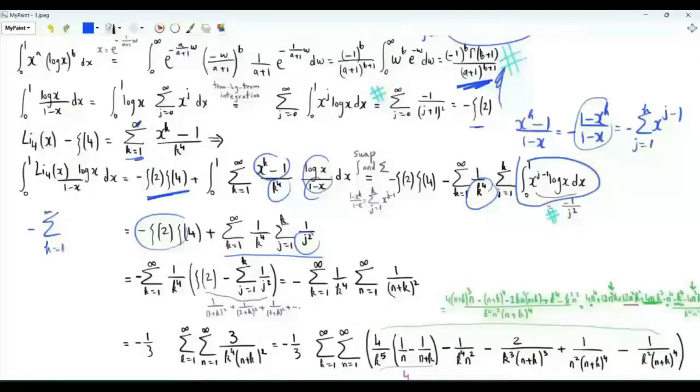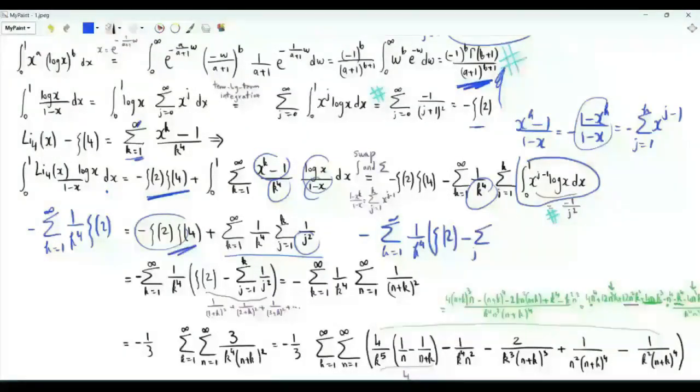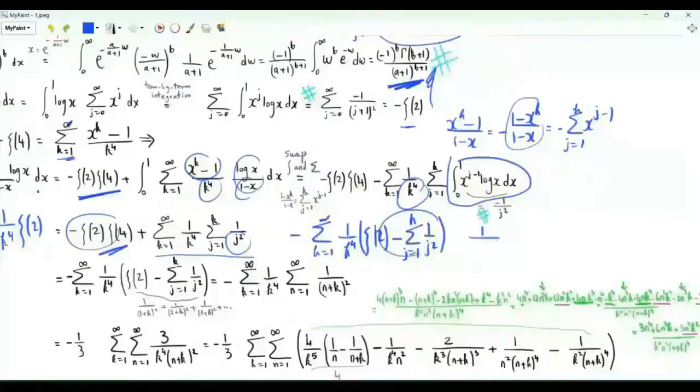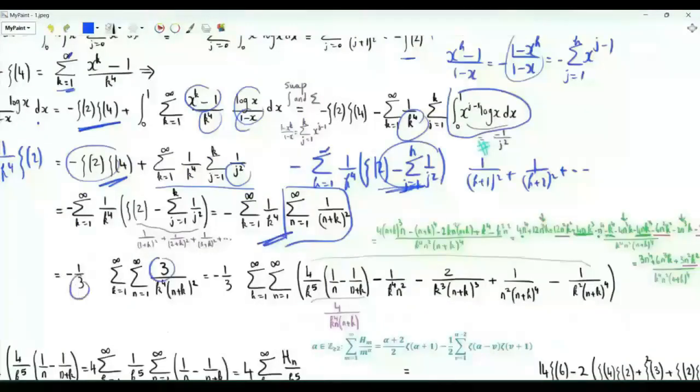This part is minus the summation k from 1 to infinity of 1 over k to the power 4 times zeta of 2. So the integral of interest is minus the summation k from 1 to infinity of 1 over k to the power 4. Between brackets, we have zeta of 2 minus the summation j from 1 to k of 1 over j squared. This difference is equal to 1 over k plus 1 squared, plus 1 over k plus 2 squared, and so on. We can write this difference as the summation over positive integer n of 1 over n plus k squared, multiplied by 3 over 3. 3 over k to the power 4 times n plus k squared is equal to this bracket here.